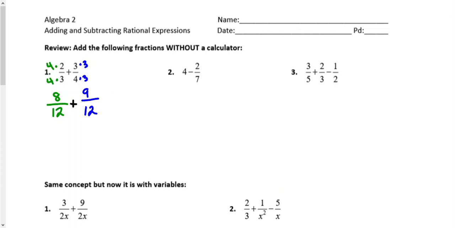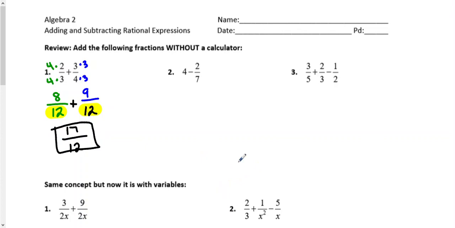Now, since I have the same denominator, they're both 12, all I have to do is add the top, which will give me 8 plus 9, which is 17 over 12. And that's my answer.